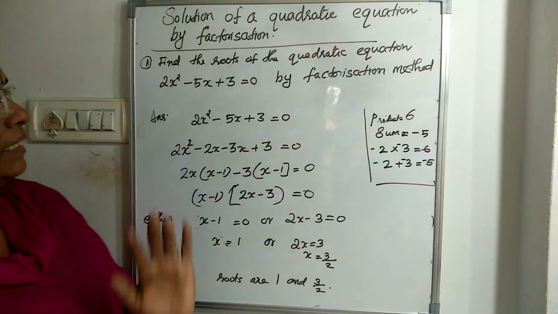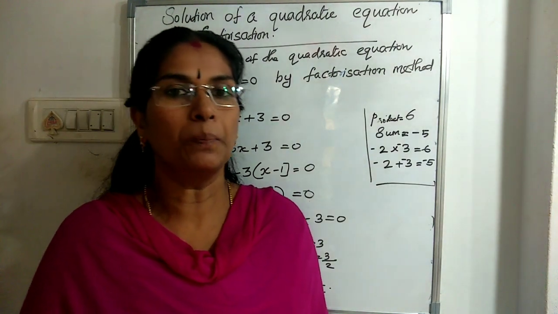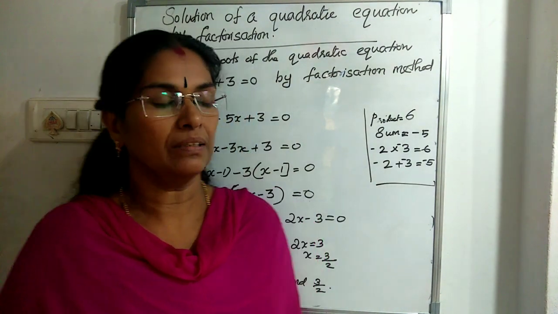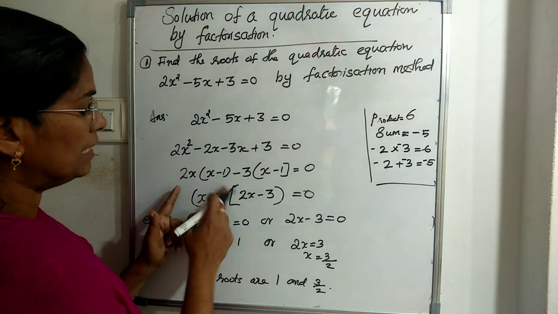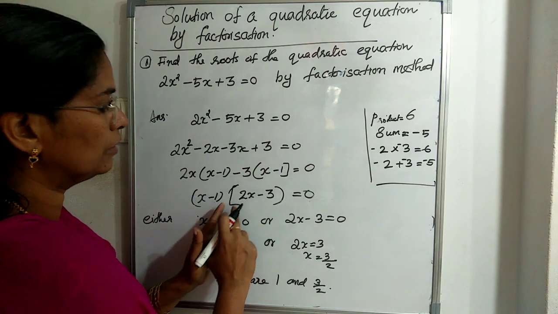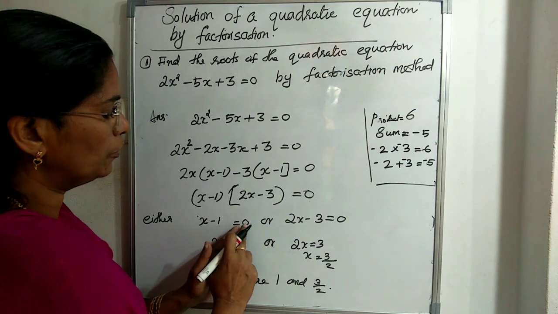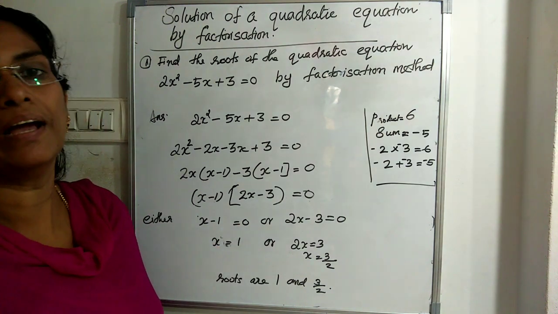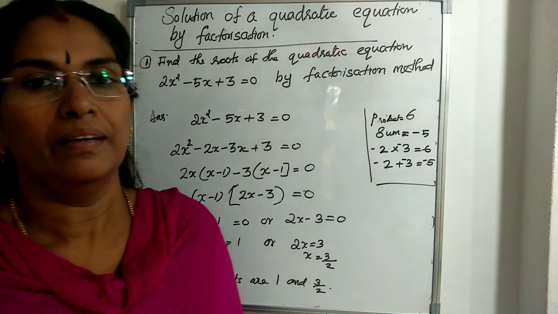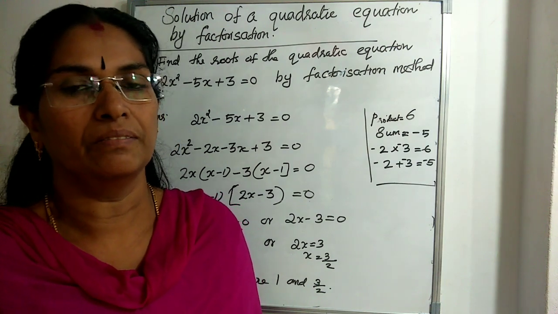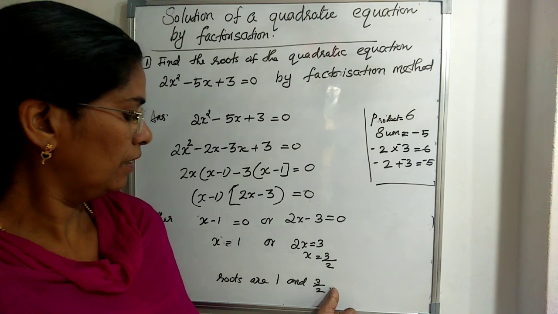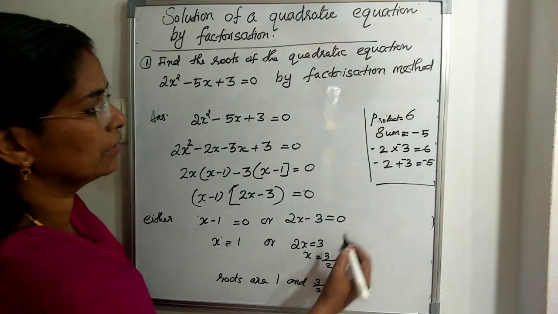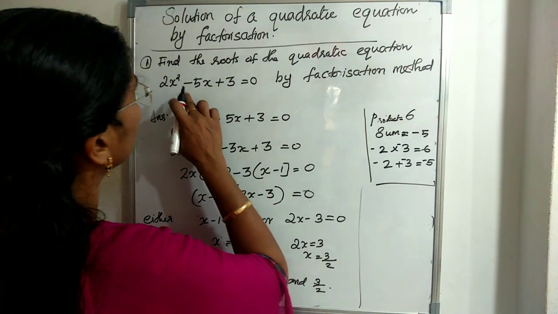Okay, this is the method. First you have to split the middle term. After that you will get a linear equation with two linear terms. Those two terms you have to equate with 0 and find the value of x in both cases. You will get two answers. That is the rule for the given question. You have to check whether this answer is correct or not.